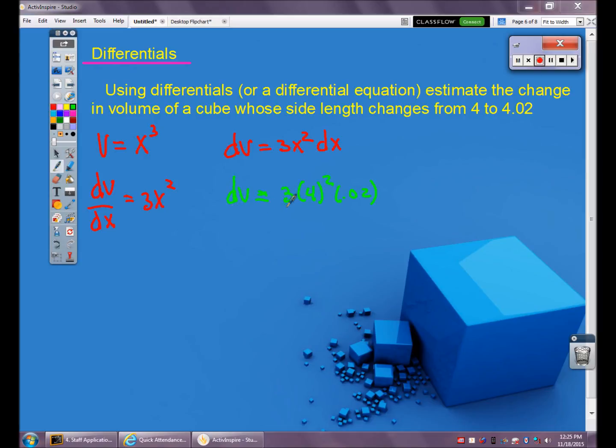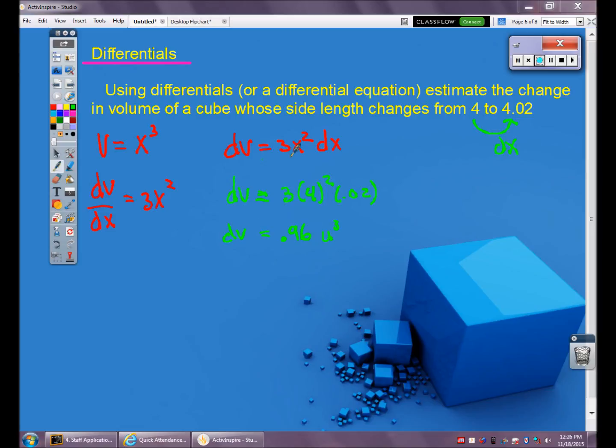So my change in volume would be 3, the x value for the side length was 4 squared, times dx. dx is the change in x. When I went from 4 to 4.02, I had a change of 0.02. So this is dx. So calculating that without a calculator, 4 squared, 16, times 3, and then multiply it by 0.02. That's going to give me my change in volume, in this case 0.96 units cubed.